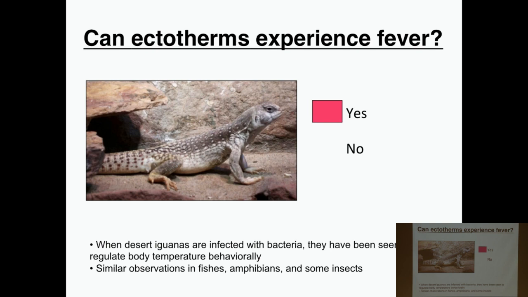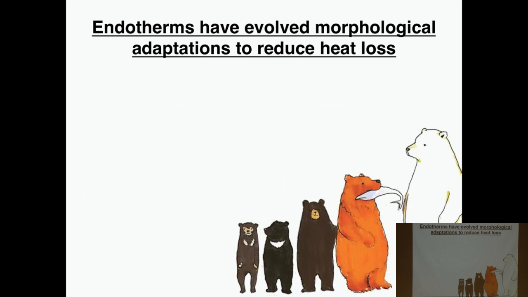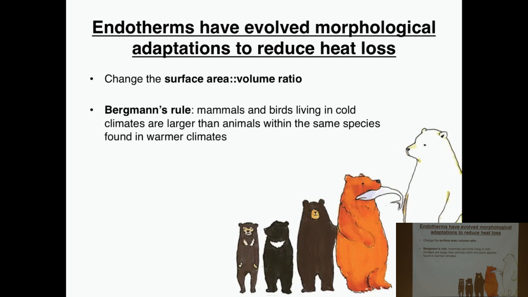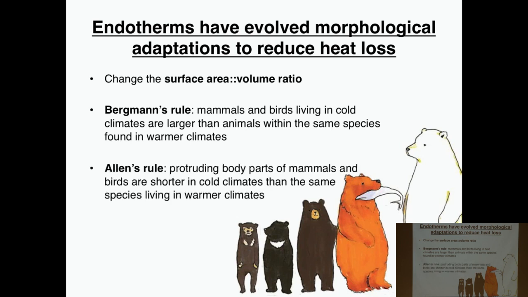Okay, so a couple of final points that I wanted to make. One is that endotherms in particular have evolved morphological adaptations to reduce heat loss. A lot of these come from changing the surface area to volume ratio. So there are two rules that generally characterize this. There's Bergmann's rule and Allen's rule.